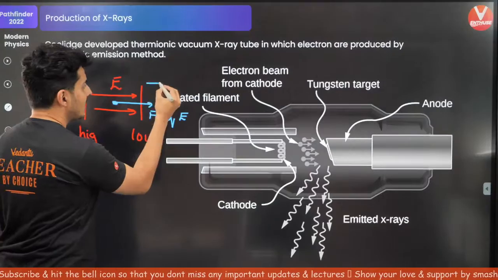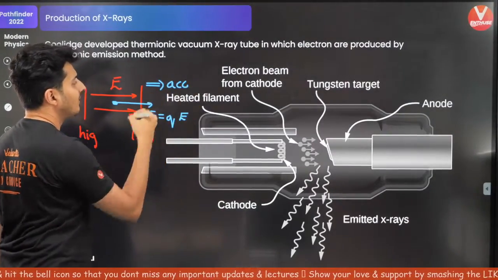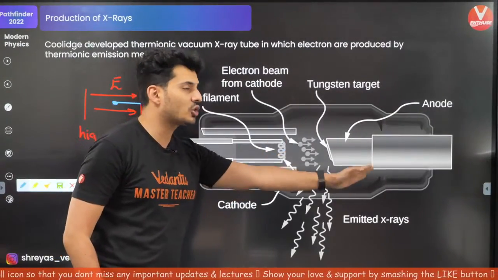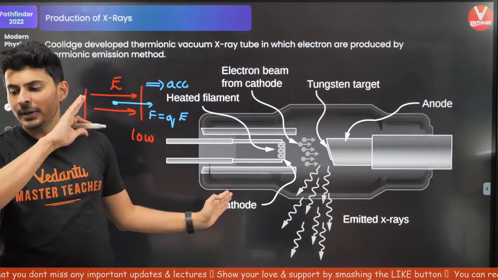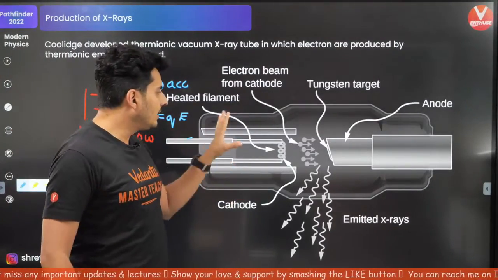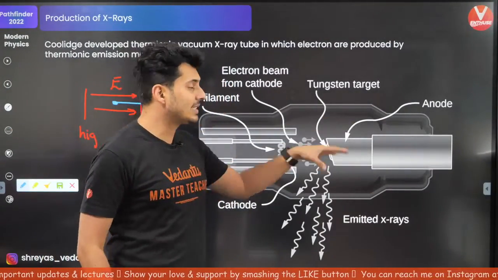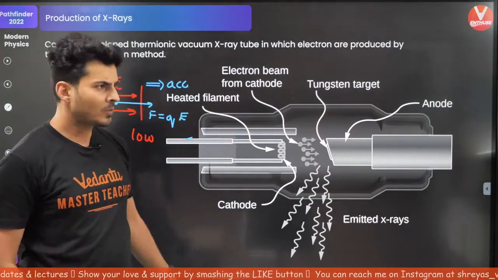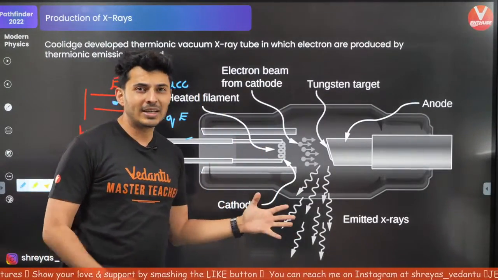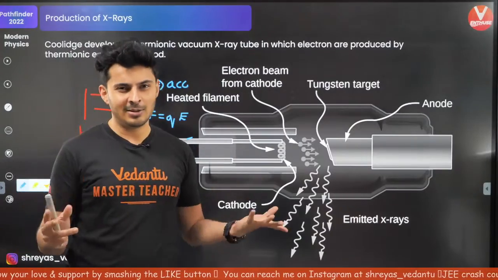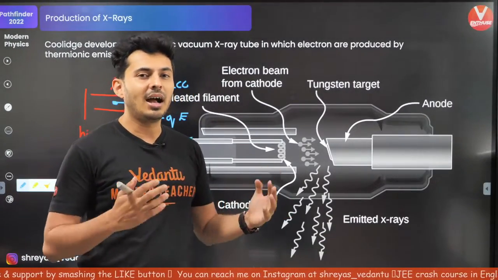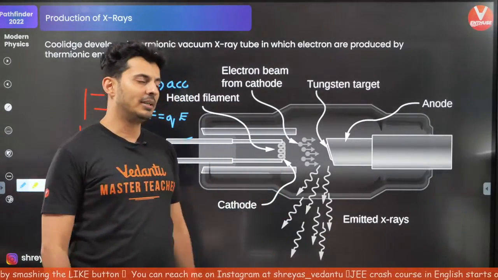So hence there will be some acceleration between these 2 points. Agree? Next, this entire setup is kept inside a vacuum tube. The reason is you do not want these electrons colliding with the air molecules to produce undesirable effects. So you don't want that.